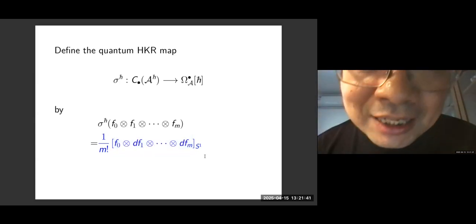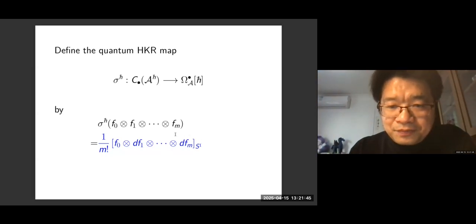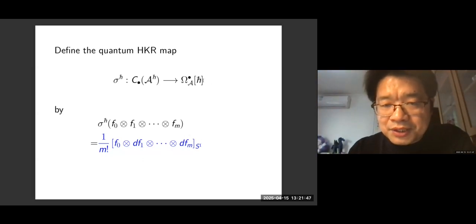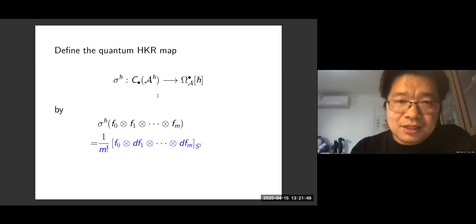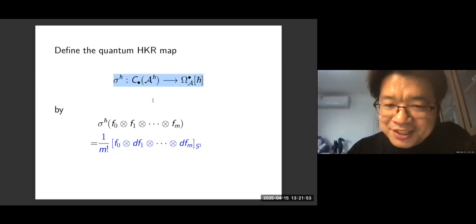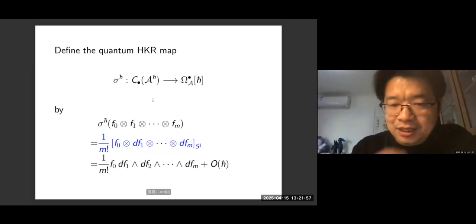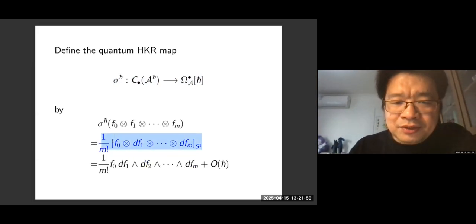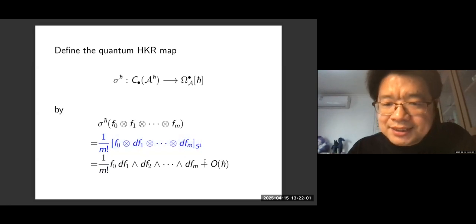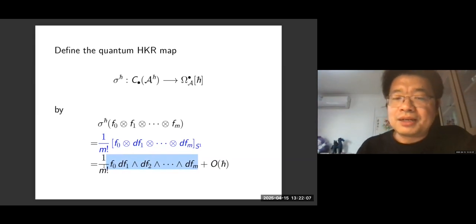So this is a natural thing you can get: a differential form, also ħ-valued. So let's call this one the quantum HKR map. It's a very naive thing you can think about. It turns out to be the correct one. We see from the description of the quantum product that at the classical limit, when ħ goes to 0, this one is really the classical HKR map.